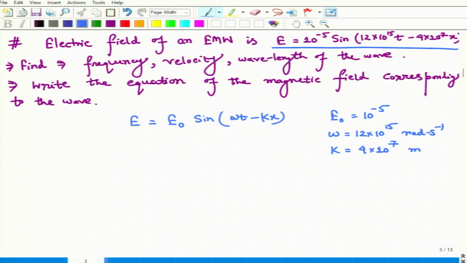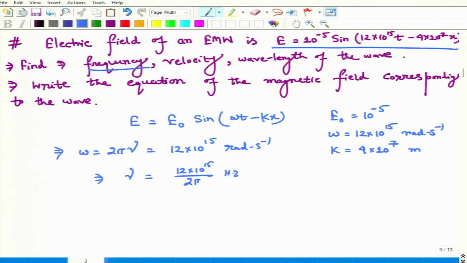So now if omega is there, we have to find out the frequency. What is the relation between frequency and angular frequency? We know that omega is equal to 2 pi nu, where nu is the frequency and omega is the angular frequency. So it is 12 into 10 to the power 15 radian second inverse. So nu should be 12 into 10 to the power 15 divided by 2 pi hertz or second inverse. If we calculate it, we will obtain 1.9 into 10 to the power 15 hertz. So that's its frequency. Now what is the velocity?